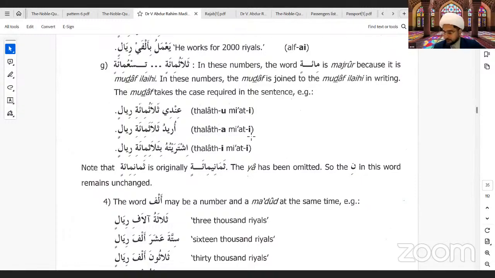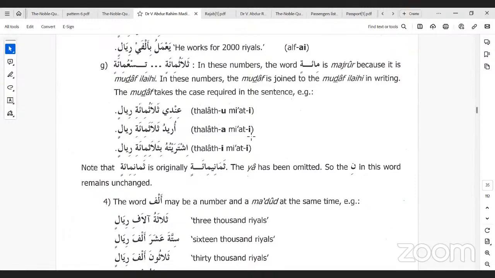Bismillah. Thalathu mi'atin riyalin, I have 300 riyals. Uridu thalatha mi'atin riyalin, I want 300 riyals. And ishtaraytuhu bi thalathi mi'atin riyalin. I have bought it for 300 riyals.